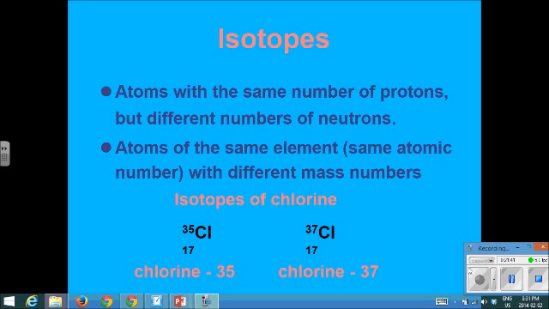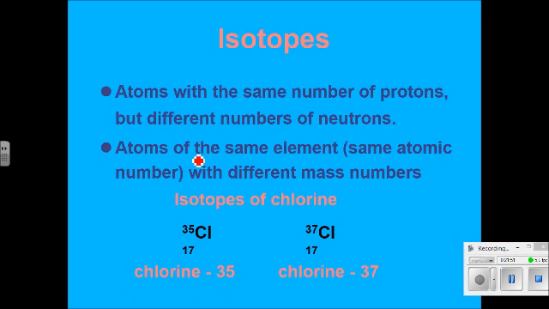The last thing we're going to discuss is isotopes. Isotopes are atoms with the same number of protons but a different number of neutrons. So atoms of the same element have the same atomic number with different mass number. If you take a look at all the chlorines that exist in the world, most chlorines will weigh 35, okay? And every once in a while you come across a chlorine atom that weighs 37. So look at the periodic table and you'll find the atomic mass is equal to 35.45.